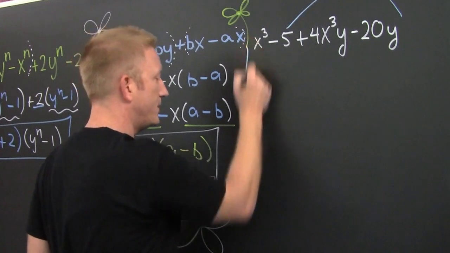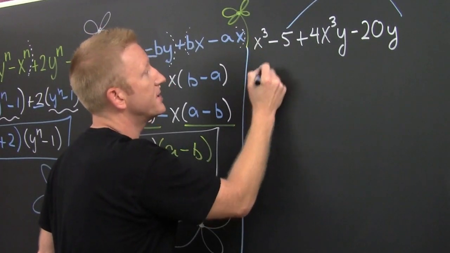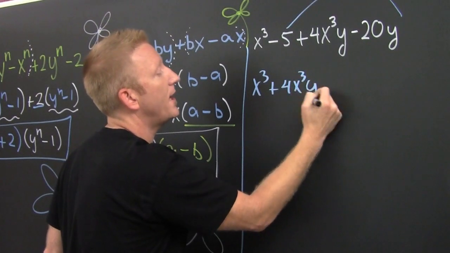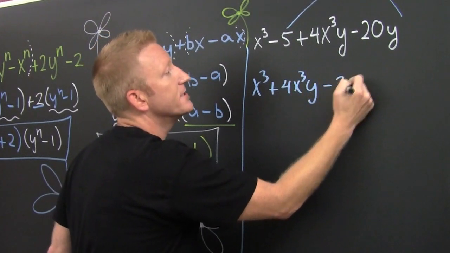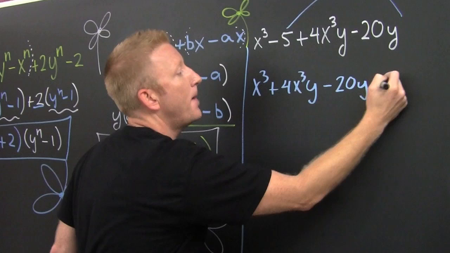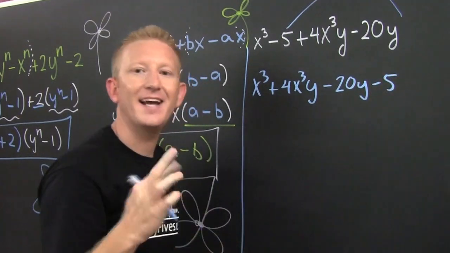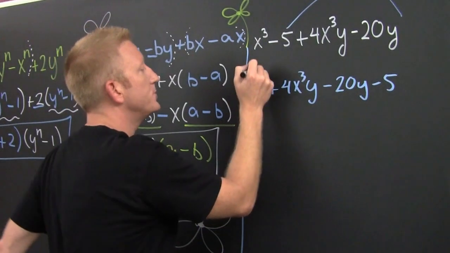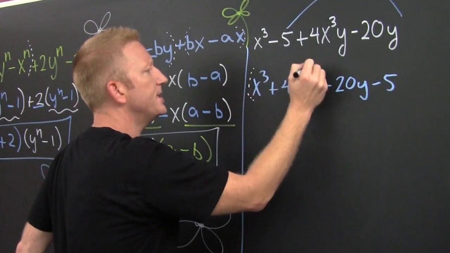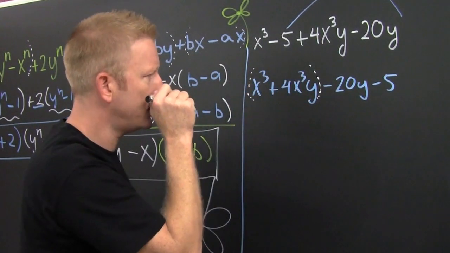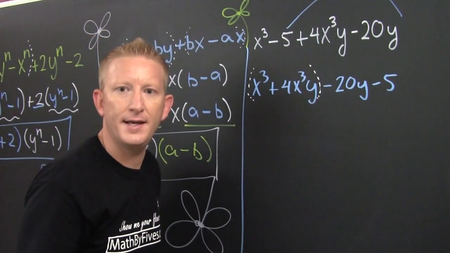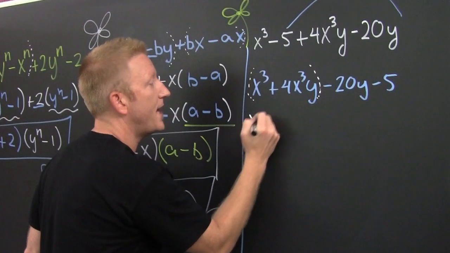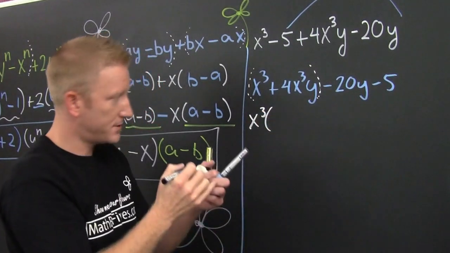Okay, so here we see we have x to the 3rd plus 4x to the 3rd y minus 20y minus 5. I commuted those terms, and now I will take them 2 by 2. Okay, so then I pull out an x to the third.